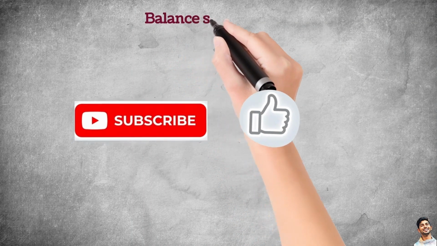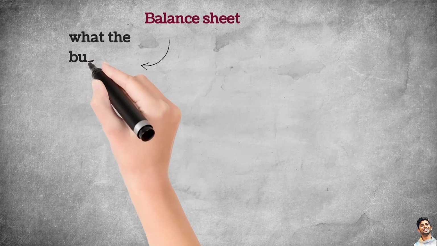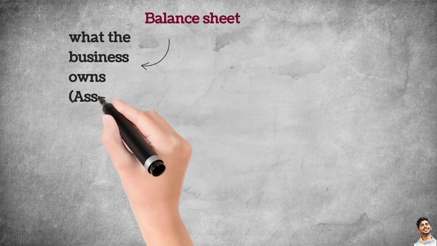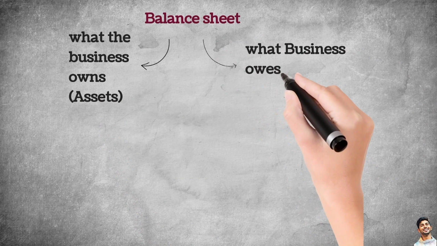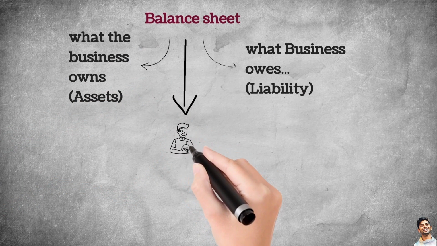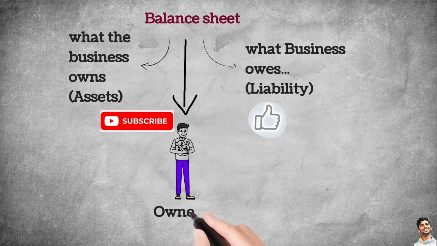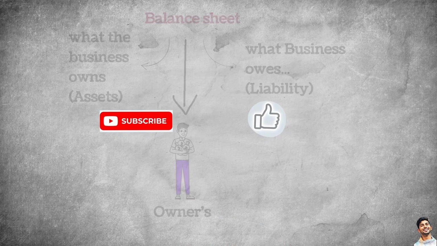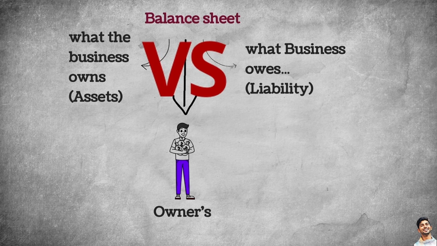Now next is the balance sheet. This is more like a snapshot. It shows what the business owns, what it owes, and what belongs to the owner. So basically assets, liabilities, and equity all in one place. And the key idea here is simple: what you have versus what you owe.